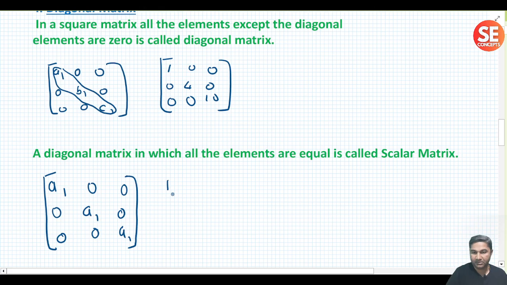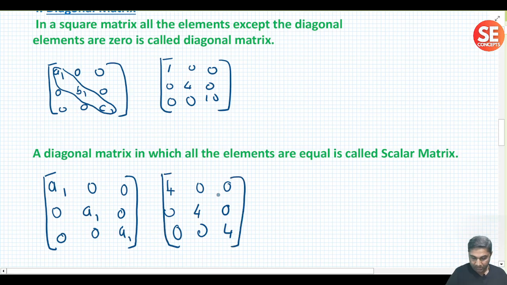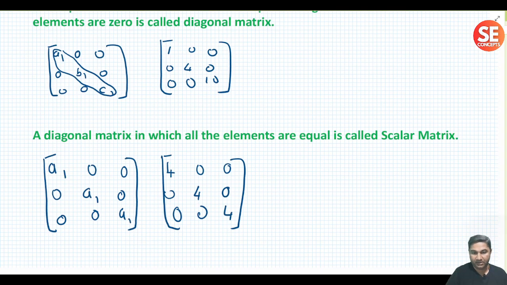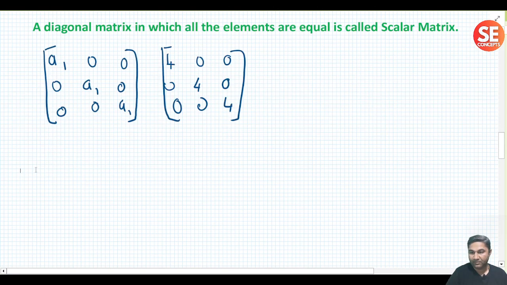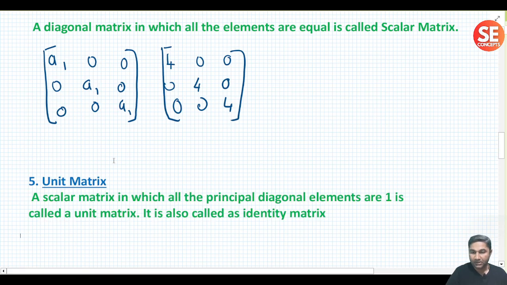I'll take a different example. Let us say this is 4, 4, 4, 0, 0, 0, 0, 0, 0. This is a scalar matrix. The next type of matrix is nothing but a unit matrix. The fifth one that we have is a unit matrix.